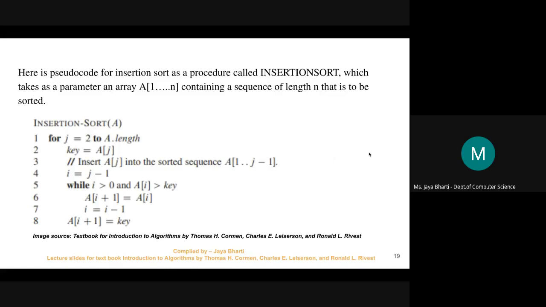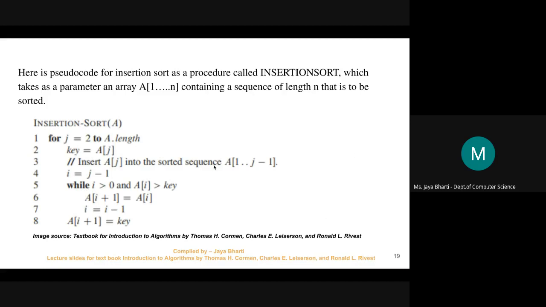We have two parts. So A from 1 to j minus 1 is the number of cards which you are having in your left hand, and j plus 1 to n is the cards which you are having on the table, and j is the card which you have picked. Okay, so we have three categories: the right hand, the left hand, and the table.